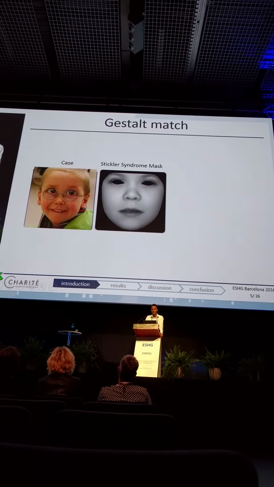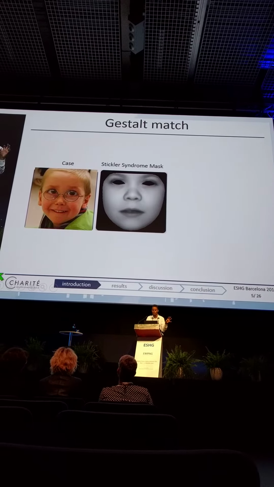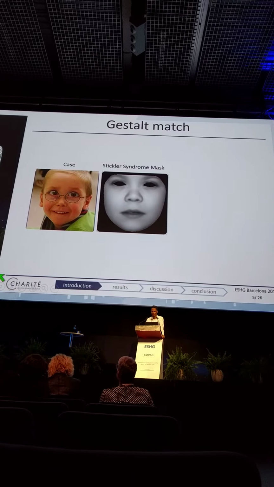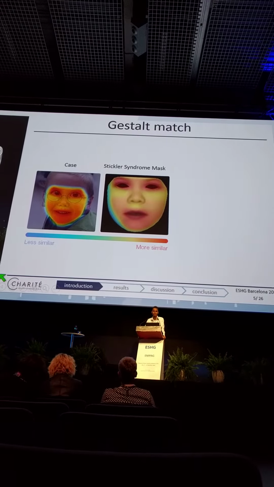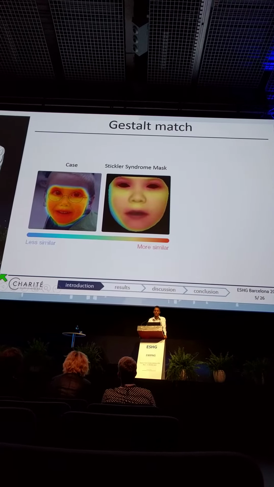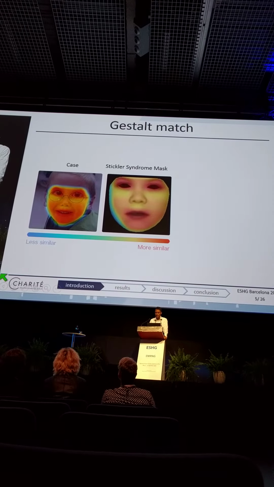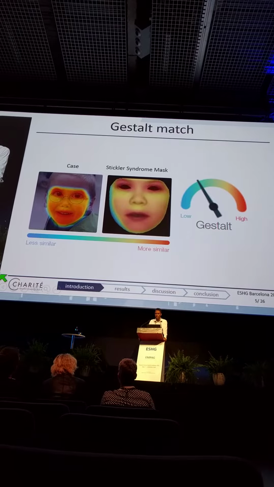For example, in this case, which is a patient who has Stickler syndrome, the tool will compare the 2D image to a syndrome mask of that syndrome. And it will inform you about the similarity by a heat map. So where it's rather reddish, it's more similar. Where it's rather bluish, it's less similar. This similarity information is also summarized in a phenometer.